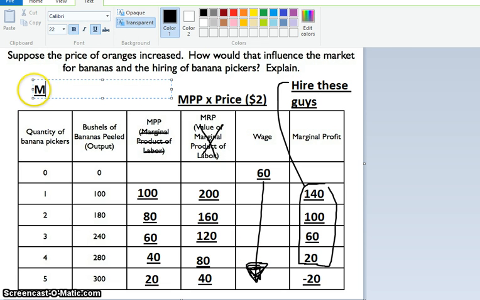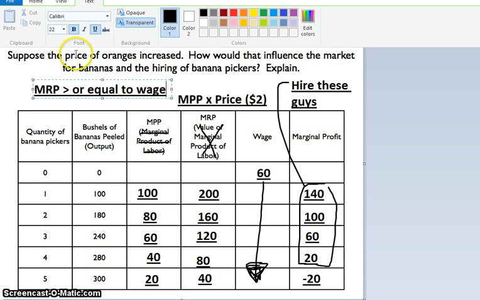I'll write it again. This is your hiring rule here. Notice for the fifth worker, the marginal revenue product is 40, but the wage is 60. 40 is not greater than or equal to the wage of 60. All right. So now I realize I apologize for being less than honest and truthful in my dealings here, but hopefully it sticks in your head and you remember, okay, I need all these pieces of information.